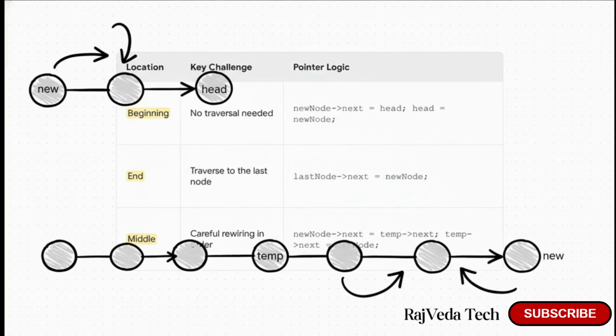Inserting at the beginning, no traversal needed, so it's O(1). It's basically instantaneous. But to get to the end or the middle, your key challenge is traversal. You have to walk the list to find your spot, which makes both of those operations O(n). That means their performance is tied directly to the size of the list. That's a critical distinction to remember.